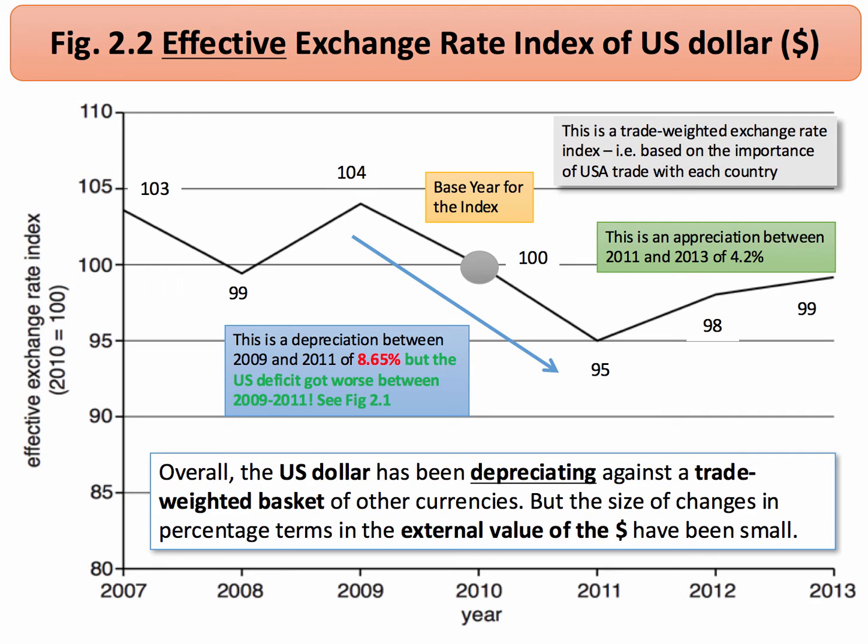Figure 2.2 does show that the dollar has been depreciating over the period from 2007 to 2013 on a trade weighted basis. Of course, there's no such thing as the exchange rate for the United States. The US dollar might have been appreciating, for example, against the Japanese yen, but depreciating against the euro. But on a trade weighted basis, the dollar has been depreciating, but not by much. And if you work out the percentage changes, they're actually relatively small.